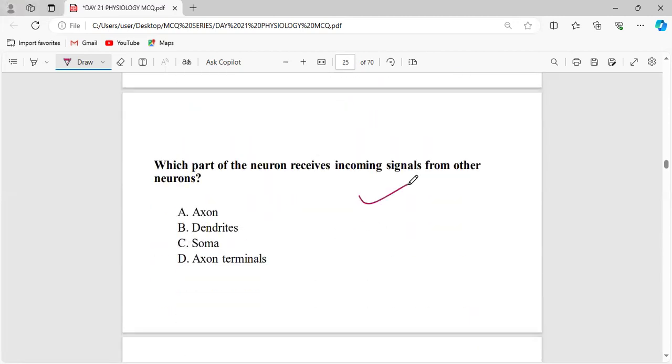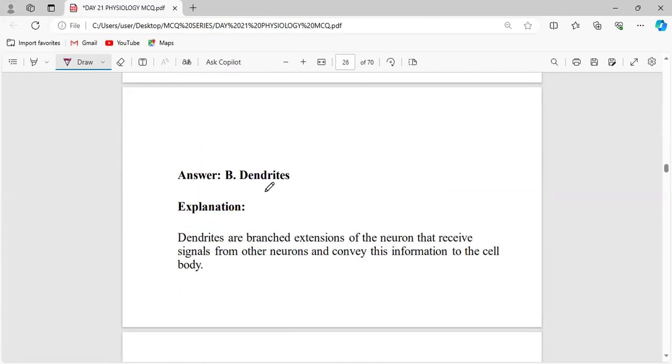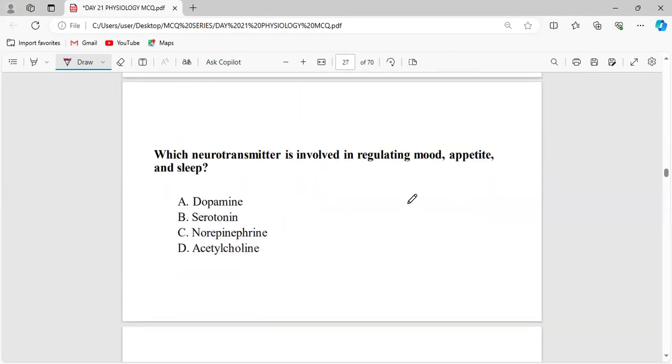Which part of the neuron receives incoming signals from other neurons? Here, soma is nothing but the cell body, okay? That will be dendrites. This is a branched extension, and it receives the signals from other neurons and conveys this information to the cell body.